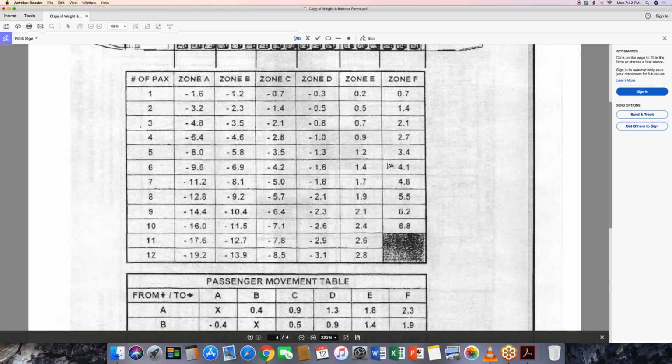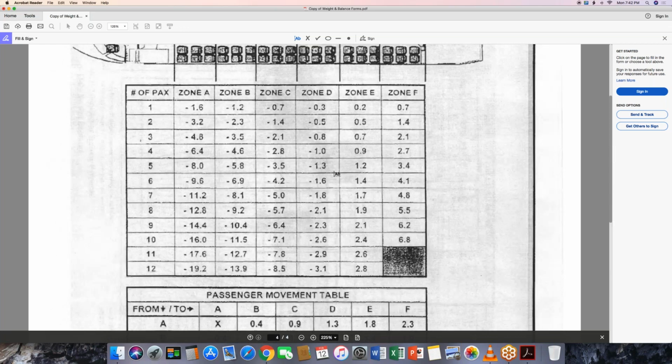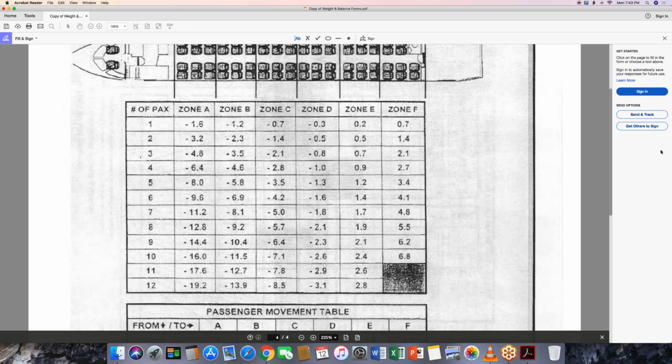Where am I looking? So let's do zone A first. Number of packs, so it's minus 19.2. Okay. And zone B? Minus 13.9. Minus 8.5. Minus 3.1. Positive 2.8. And then positive 4.8. All right.